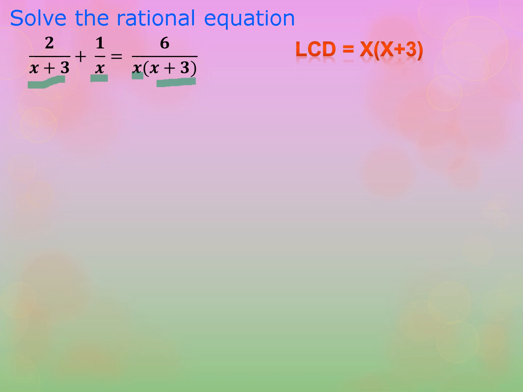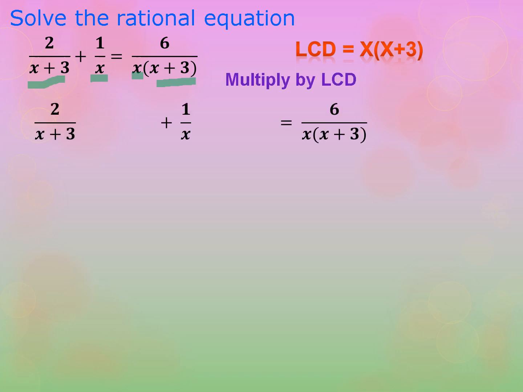Now, I'm not going to dictate which way you have to use. You can do it this way or you can do it the other way. It doesn't matter. You just have to pick the method that works the best for you. So let's move on with clearing fractions. So they want us to solve, so we know our LCD is equal to x times x plus 3.